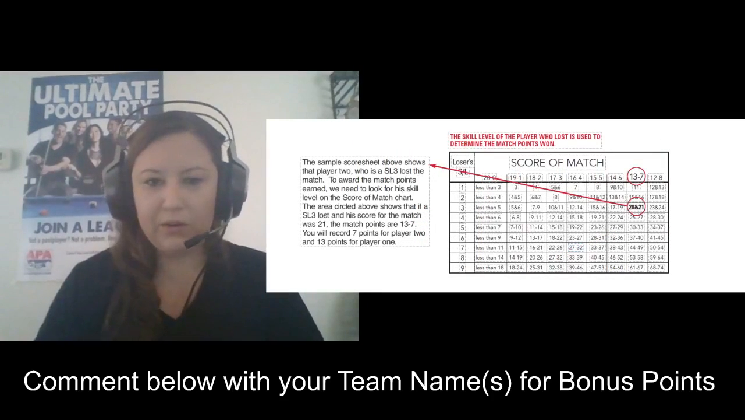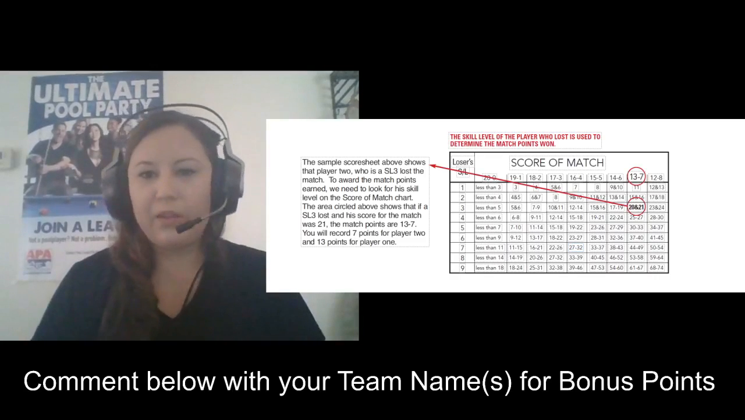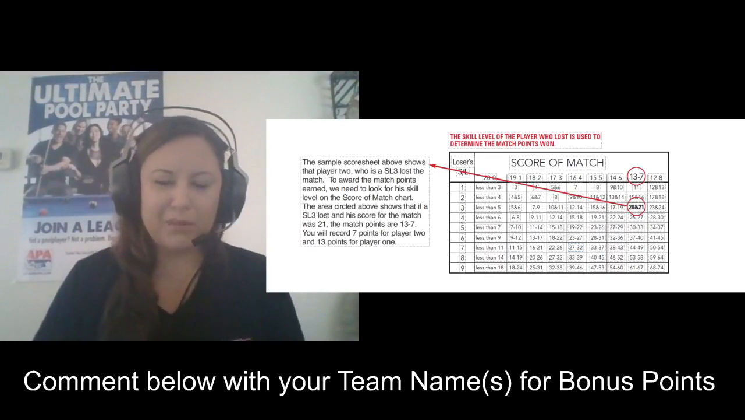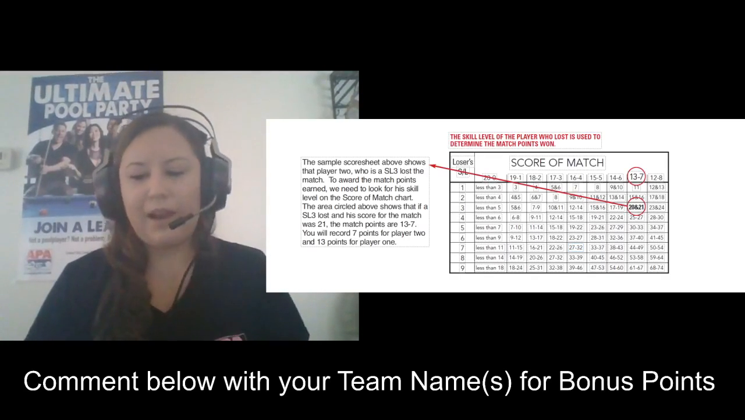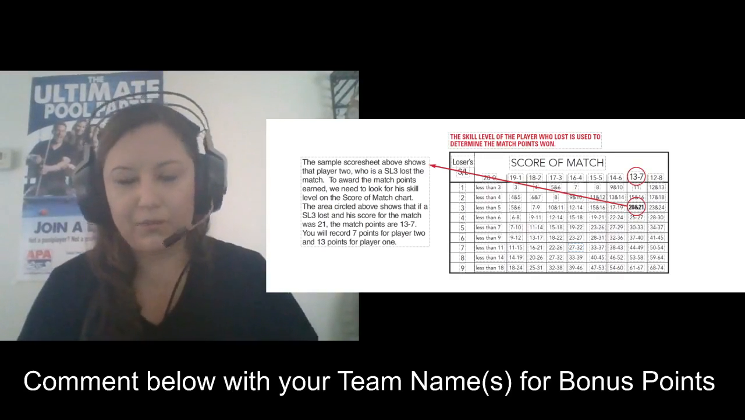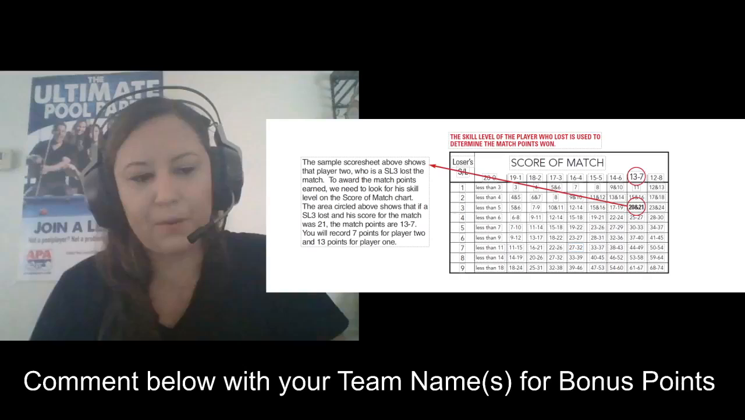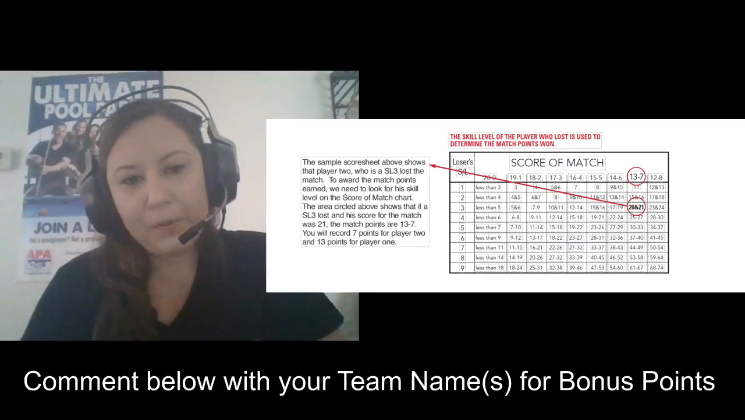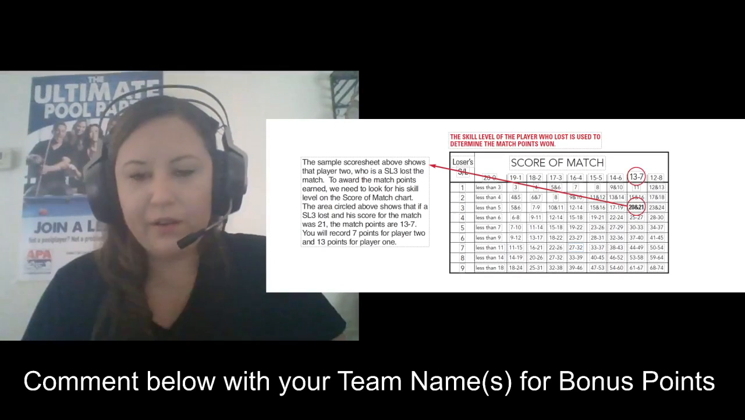You'll notice that the match points always total 20. So you have 20-0, 19-1, 18-2, all the way up to 12-8. 12-8 is pretty much the best score that you can get and not lose, or when losing the game. So that pretty much covers the majority of the basics.